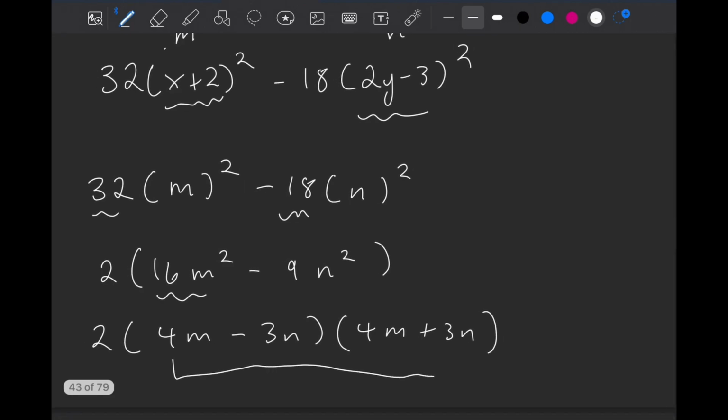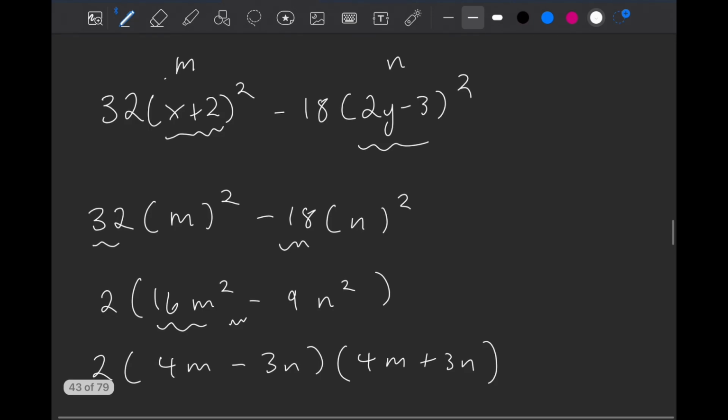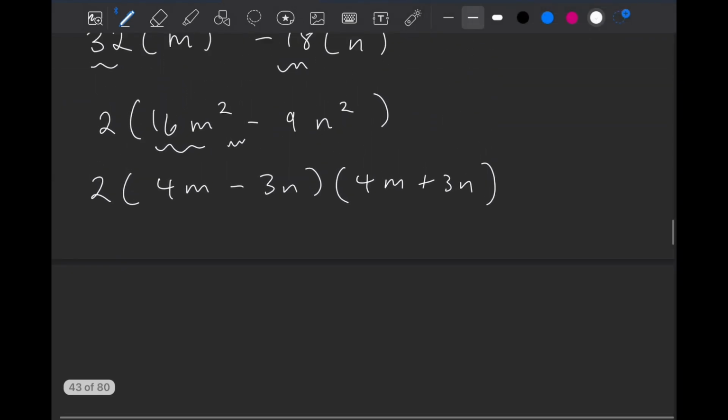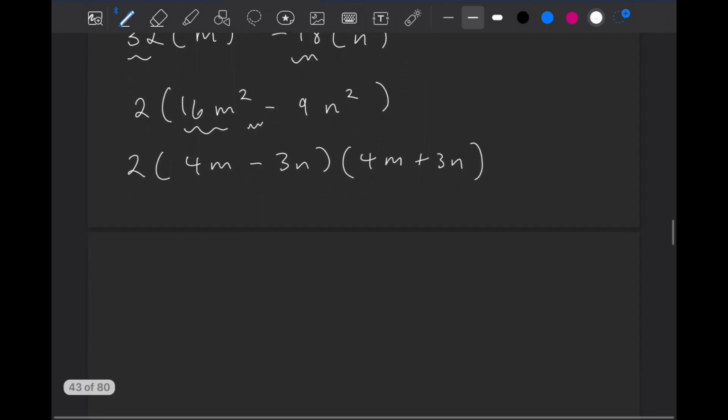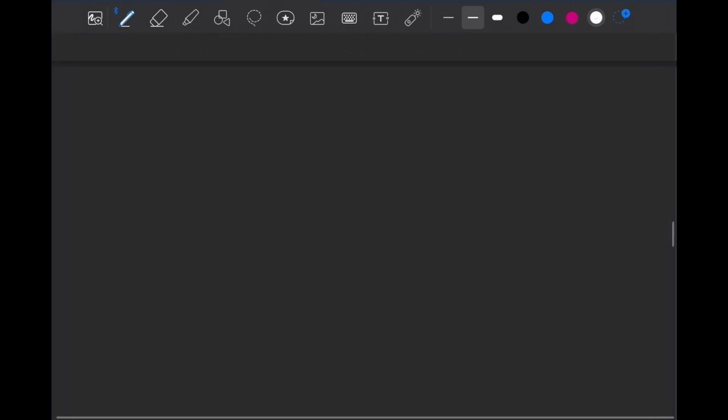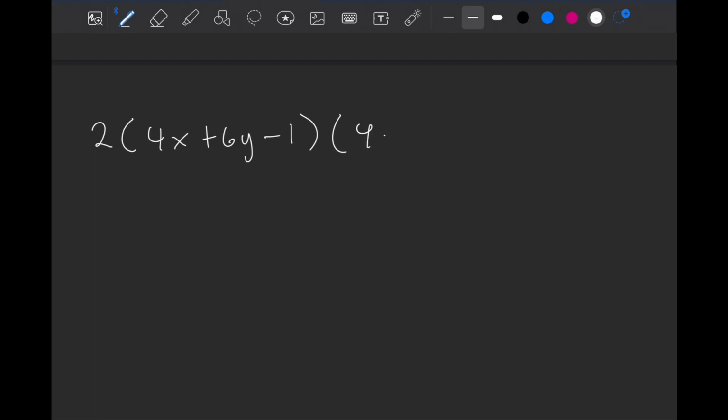And to make sure that it's correct, if you did the outermost times the outermost and the innermost times the innermost, and you added them, you would get 0, because we don't have a middle term in that. So that's what we would get. And then the last step would be to just substitute in our m and n. And when we do that, I'm just going to write out the simplified form. We'll end up getting 2 times 4x plus 6y minus 1 times 4x minus 6y plus 17.